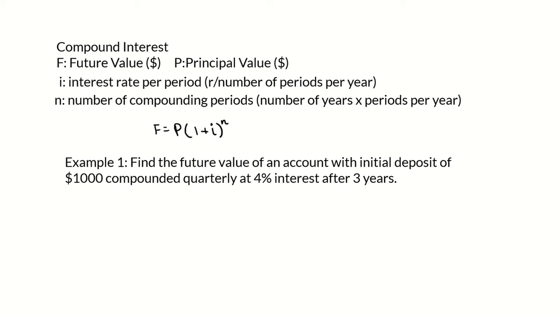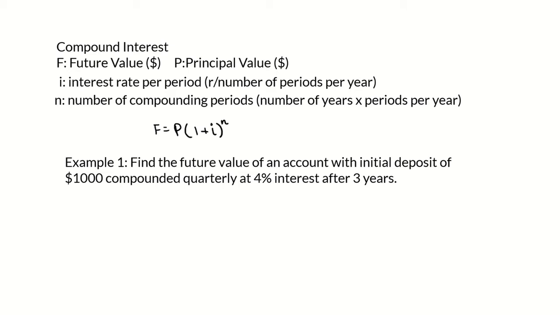Compound interest is an exponential function, whereas simple interest was a linear function. In compound interest, F stands for future value in dollars, P stands for principal value in dollars, I is the interest rate per period, which will be the overall interest rate divided by the number of periods per year, and N is the number of compounding periods, which is the number of years times the periods per year. So compound interest follows the formula F equals P times (1 plus I) to the N.